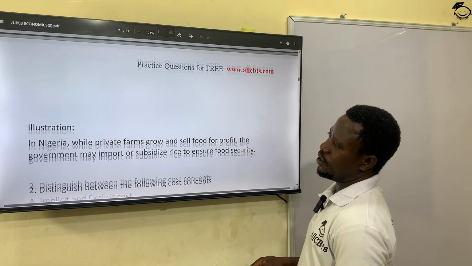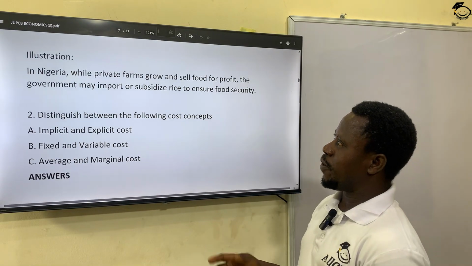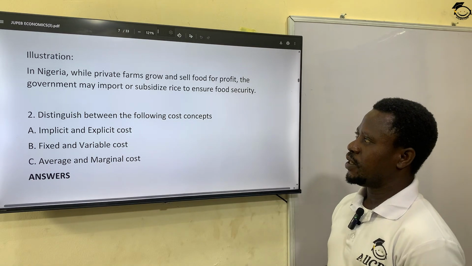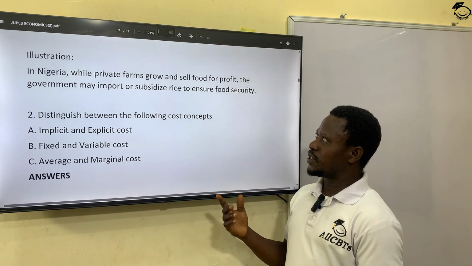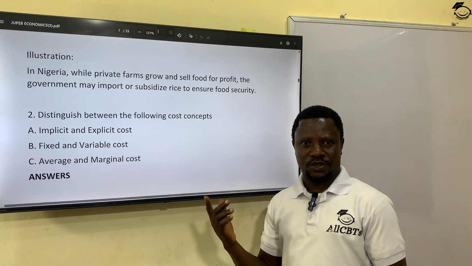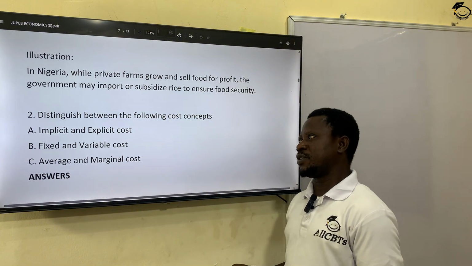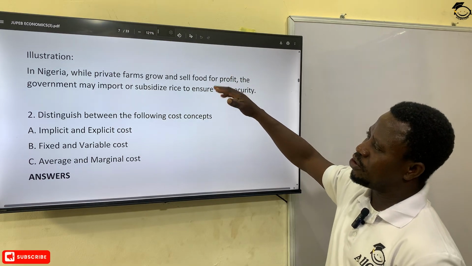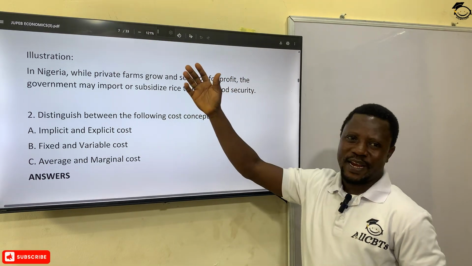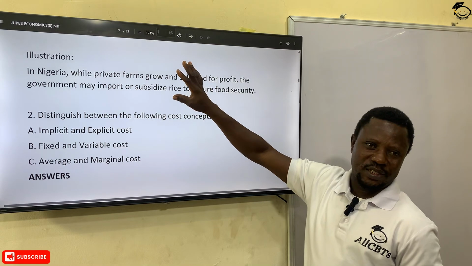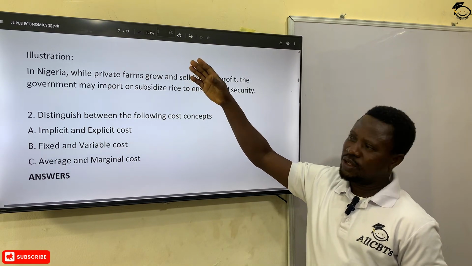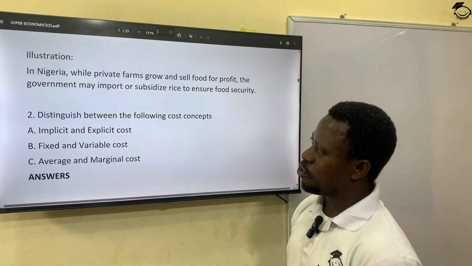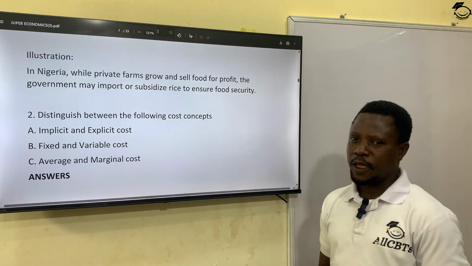Okay, so let's see an illustration for this. In Nigeria, where private farms grow and sell food for profit, the government may import or subsidize rice to ensure food security. That's what is happening at the moment in Nigeria. So if you're able to do this, you can also draw a diagram to illustrate this interpretation I've given to you, and I think you can do that by yourself. So as to save our time, let me go quickly to the next question, number 2.